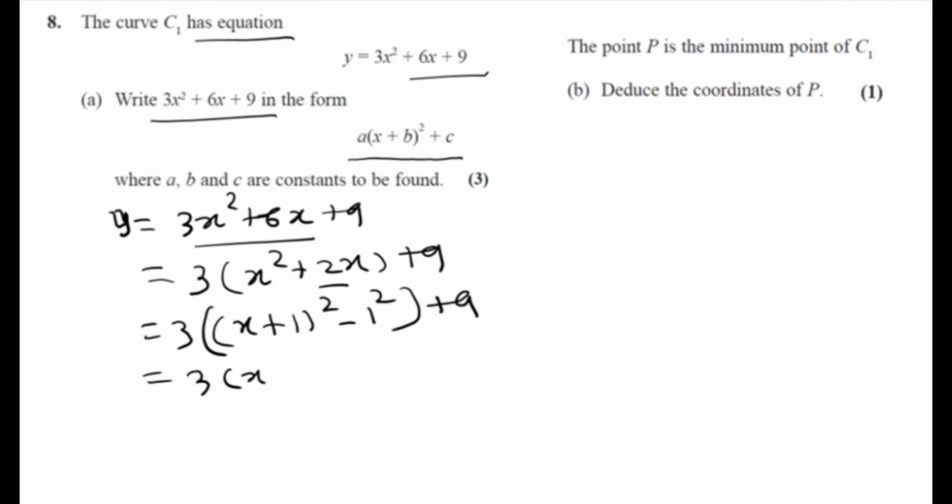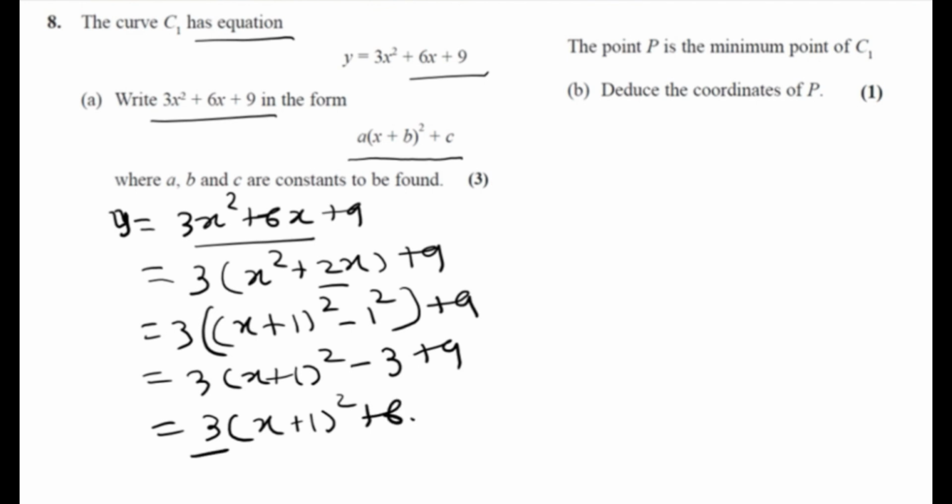Expand the bracket. So 3 into (x plus 1) squared, minus 1 squared is 1, multiplied by 3 will give me 3, plus 9. So 3 into (x plus 1) squared plus 6. Okay, so this is our form. This is my A, this is my B, and this is my C. So we find A is equal to 3, B is equal to 1, and C is equal to 6.